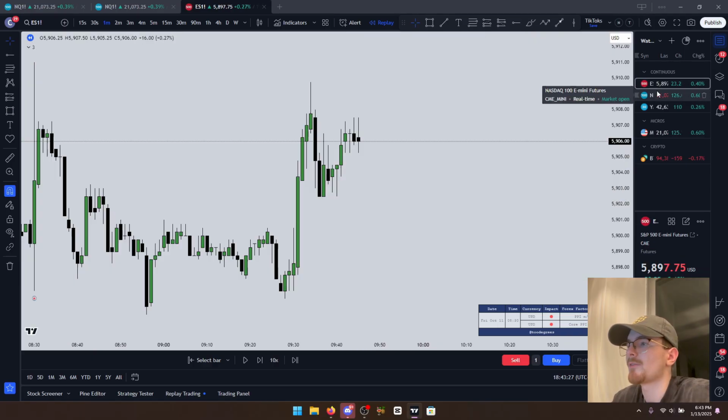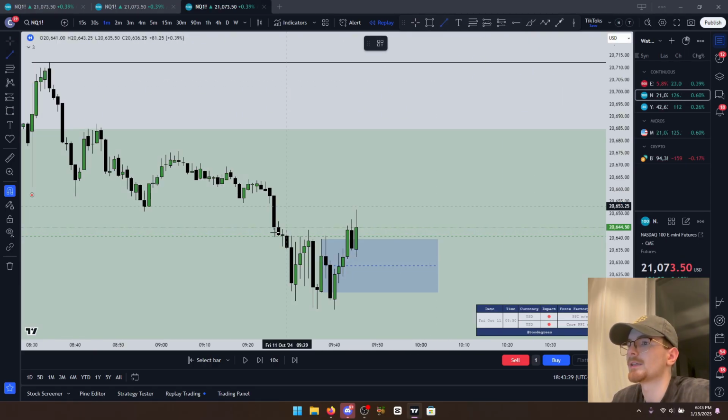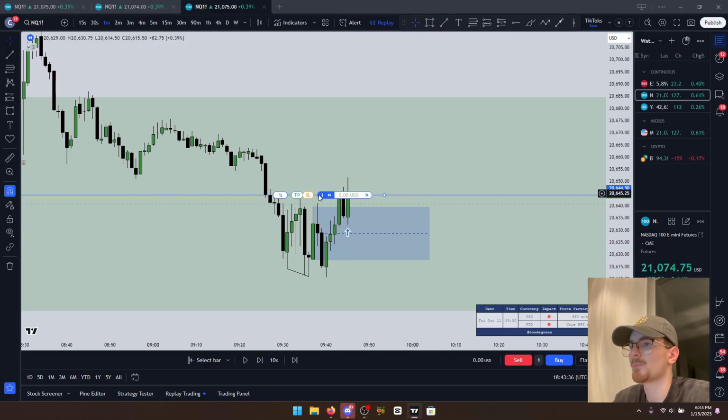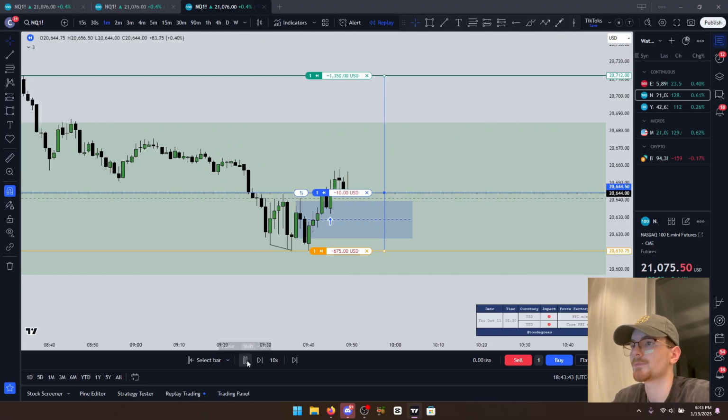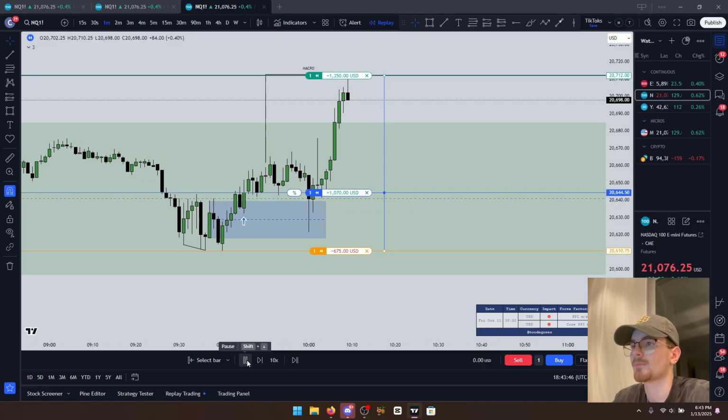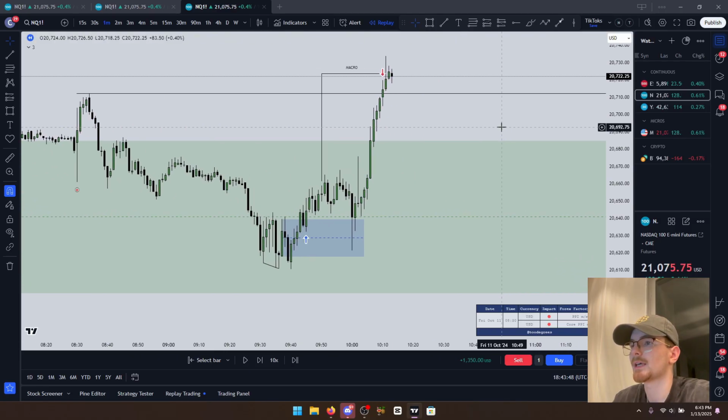And we also have SMT with ES when NQ takes out this low while ES does not. So that becomes our buy entry. Our stop goes below this SMT, and we can target that data high as our draw on liquidity. And as you can see, we do end up taking that level.